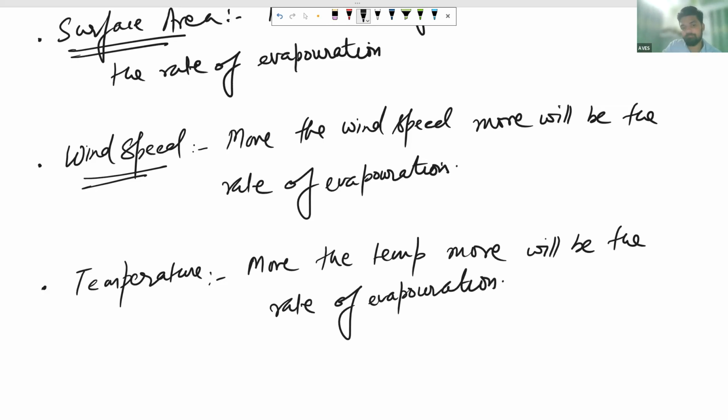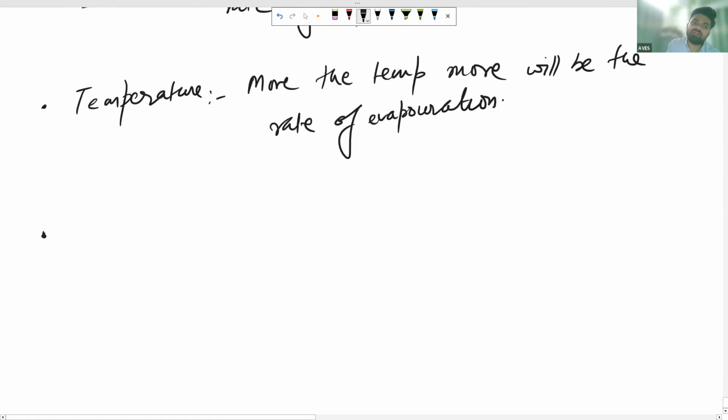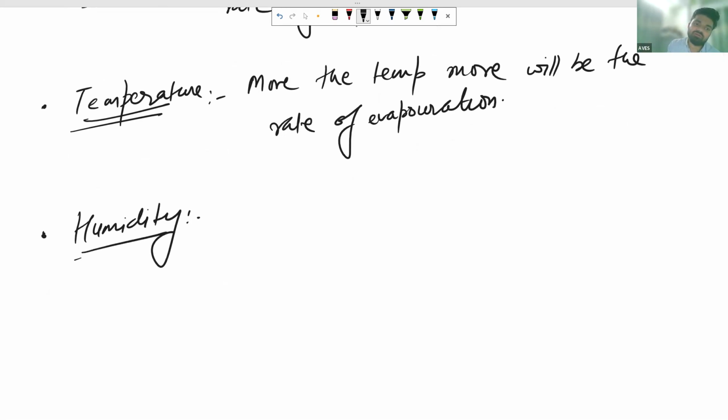Understood? Next is humidity. Tell me, what is humidity? The amount of water vapor in the air. Humidity is the amount of water present per unit volume of air. The more water present in the air, the more the humidity. If less water is present in the air, the humidity will be less.